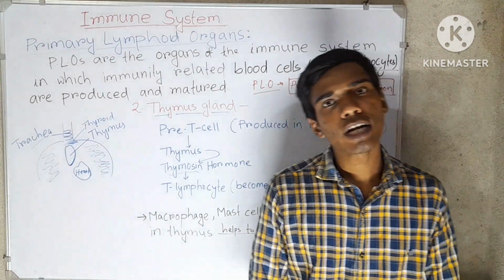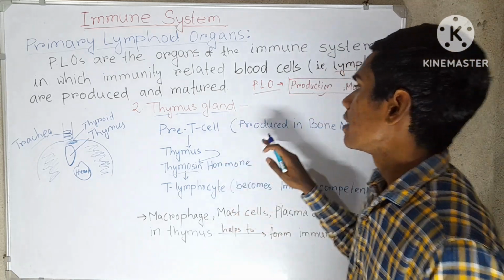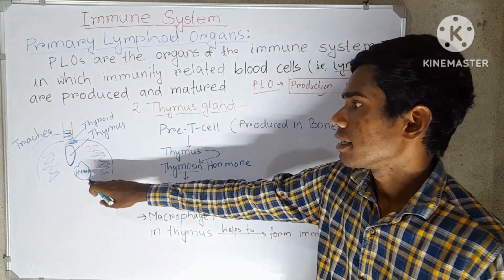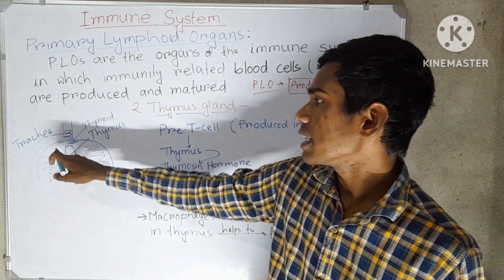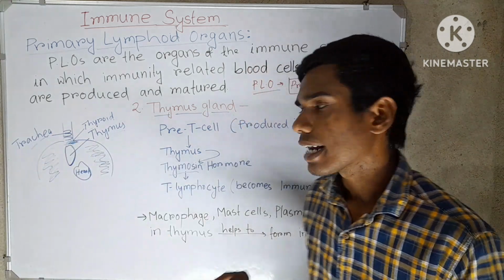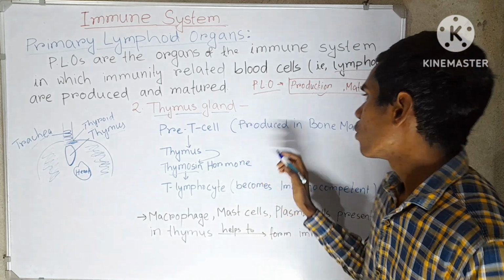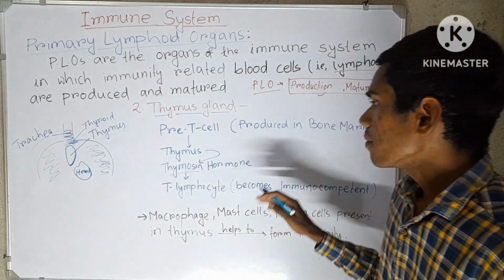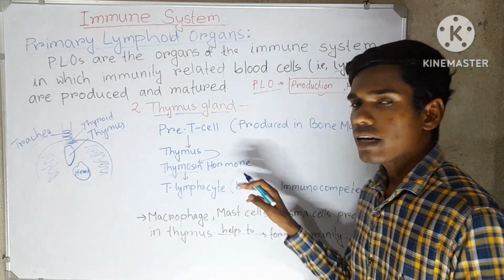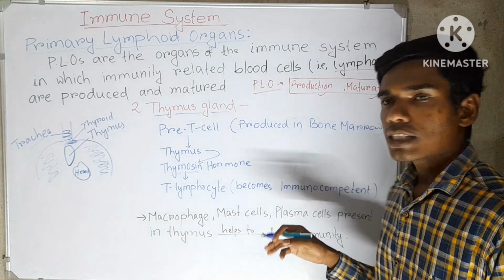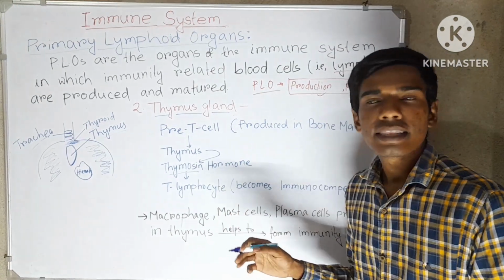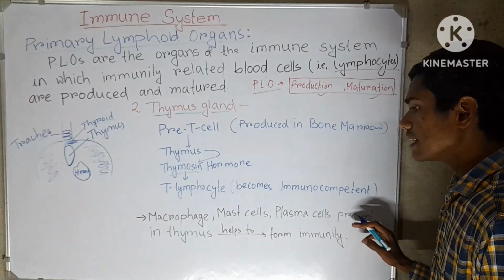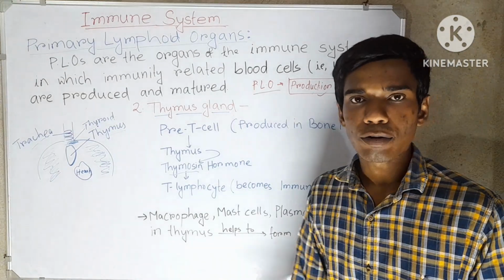The other primary lymphoid organ is the thymus gland, which is located below the thyroid gland and above the heart. This is shown in this figure. The thymus gland is located near the trachea. The pre-T cells which are produced in the bone marrow come to the thymus gland. There they react with the thymosin hormone to become T lymphocytes, which become immunocompetent. The thymus gland also produces macrophages, mast cells, and plasma cells that help to produce immunity.